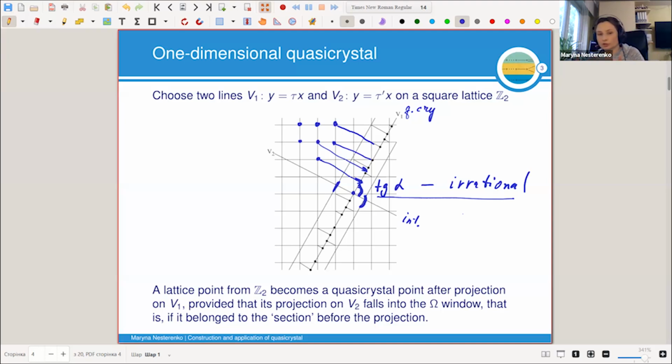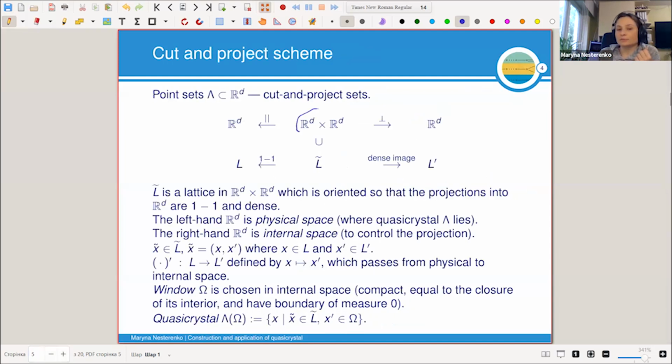Actually, we can generalize this idea to the multidimensional case and consider not only square lattices, but any lattice in a space of twice the dimension that we need for our quasicrystal. So we can consider any lattice and make two projections. One projection is one-to-one, and the other should have a dense image. Then in one space we choose some window, and if points fit the window, then the other projection will give us the quasicrystal point. And a good choice for this lattice is lattices that have nice symmetries. For example, a good choice is root lattices or weight lattices.